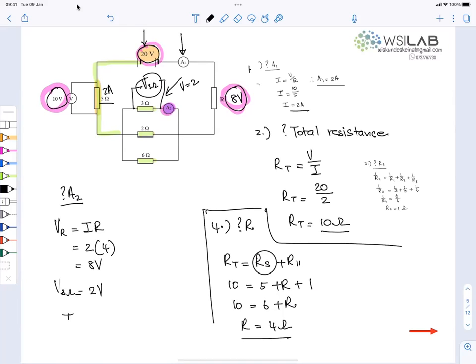So the current there is the volts there divided by the resistance. The potential difference is 2 and the resistance is 3. So that's 0.67. So therefore the current is 0.67 amps. The reading of A2 is 0.67 ampere.